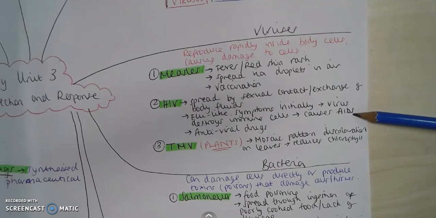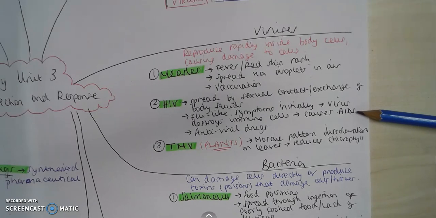Typically when somebody has AIDS, it's not actually the HIV itself that causes the person to die, but something else that they catch as a consequence of having a weakened immune system, due to the fact that the virus has destroyed their immune system cells. Quite often it can be pneumonia or something else that people with AIDS eventually die of.